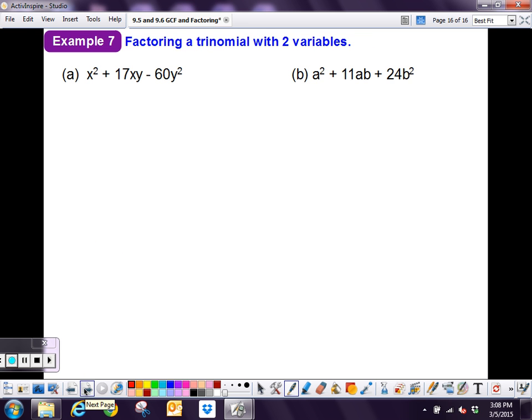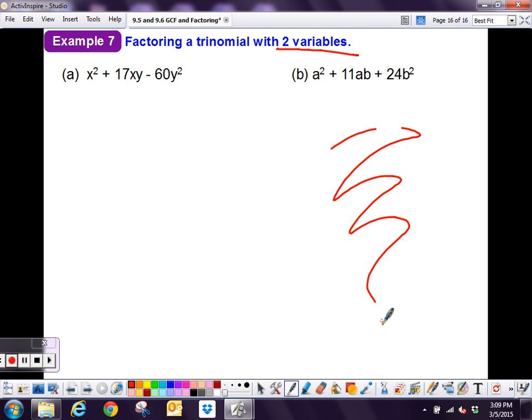And let's go to this last slide. All right, here we go. Now, notice on these, we're factoring a trinomial with not just one variable, but 2 variables. Okay, and we are actually going to work this the same exact way that we've worked all the other ones. We're just going to work A here. So here we go. Do we have a GCF? No, they don't all have anything in common.